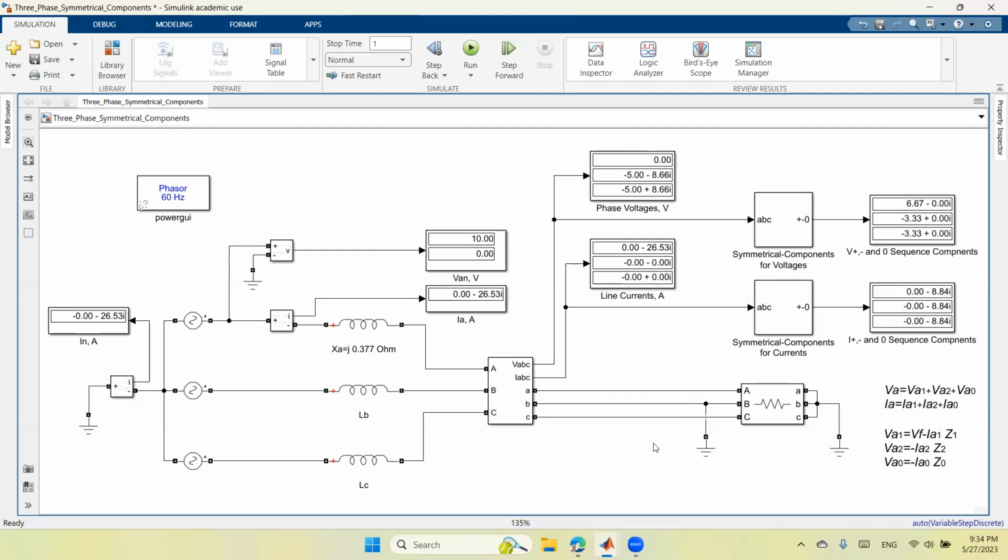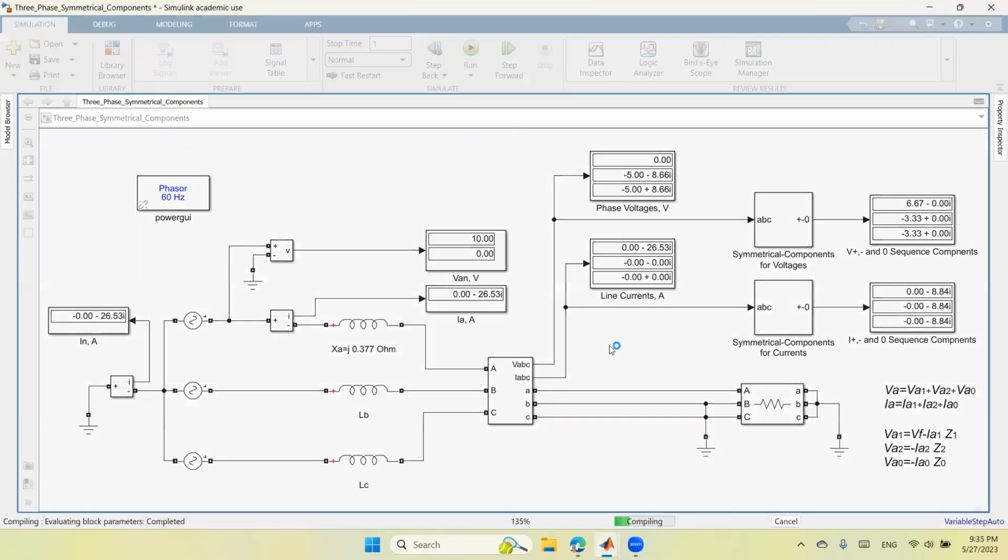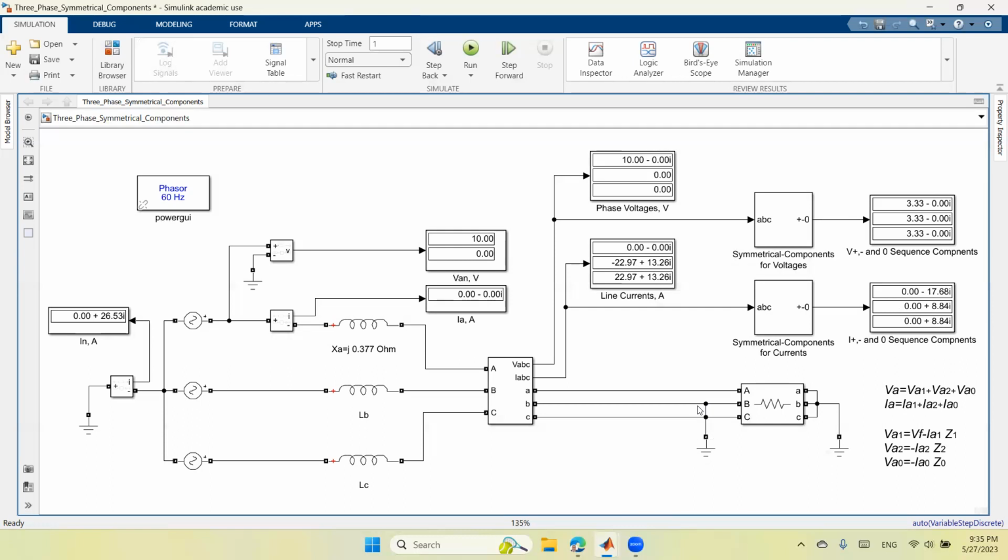Okay, so I want to do a double line to ground fault in two phases, B and C. Okay, that's great. So what I did, I connected phase B to phase C, and I connected both of them to ground. Now I will run the circuit, and this will be double line to ground, two lines and the ground. Okay, so let's see what we have here.